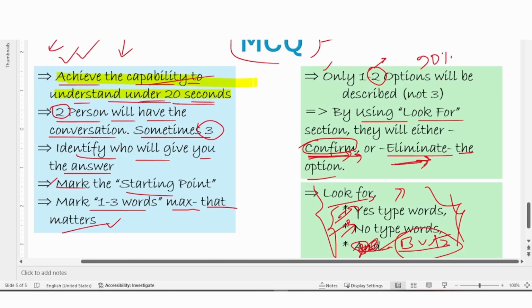Achieving the capability to understand under 20 seconds is very important. If it is 60 seconds or more than that, try to decrease it to under 20. Then you know that two people are going to talk, so try to understand who is going to give you the answer, and then identify who is going to give you the answer.